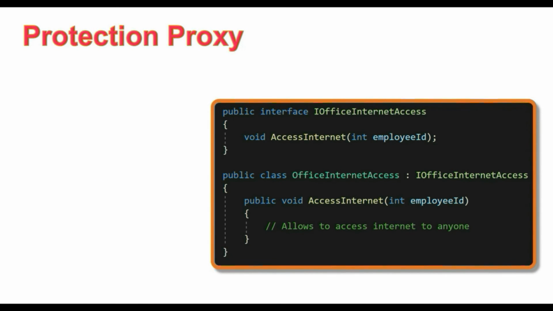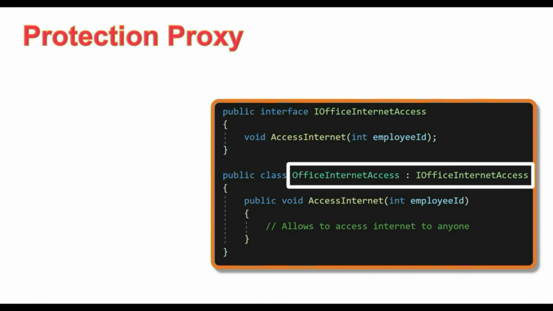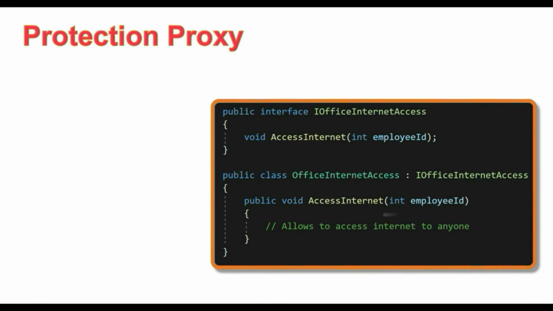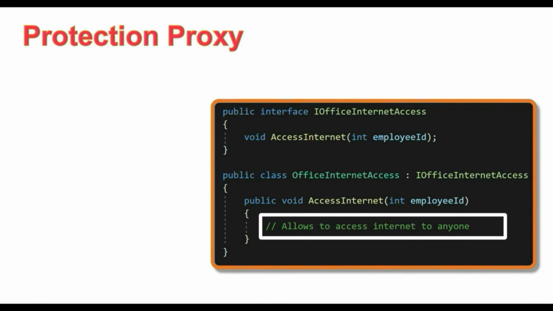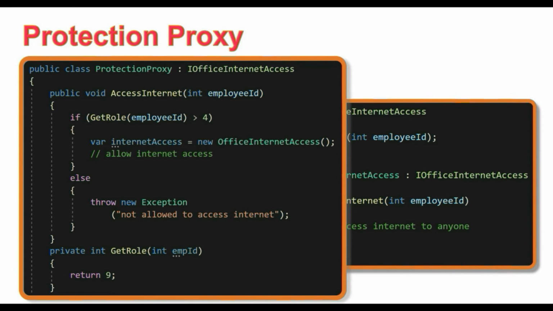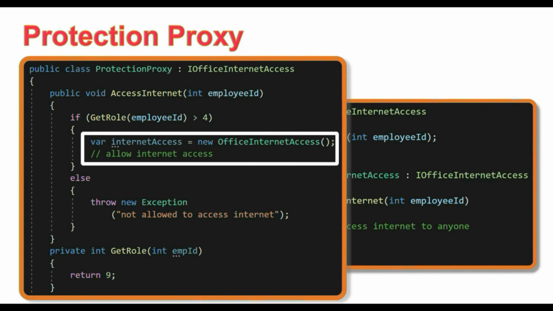For instance, take an example of your office internet access. Say you have an interface IOfficeInternetAccess, which is implemented by the OfficeInternetAccess class, and it allows access to the internet to anyone. Now if there is a requirement to limit the access to certain grade employees, then what you can do is create a protection proxy by implementing the same interface, have a check, and if they can access, then allow the employee to access.